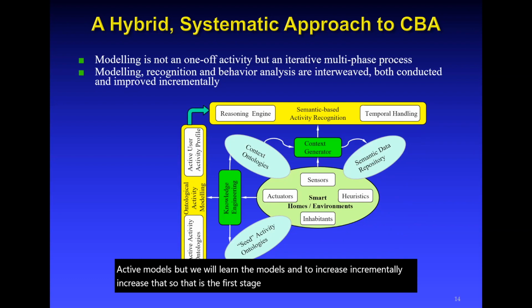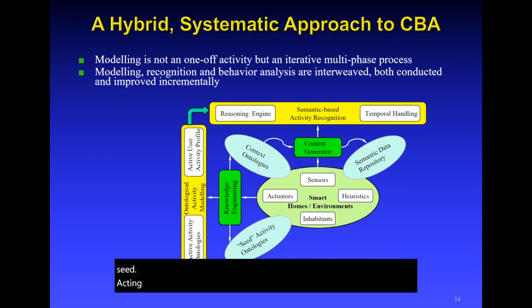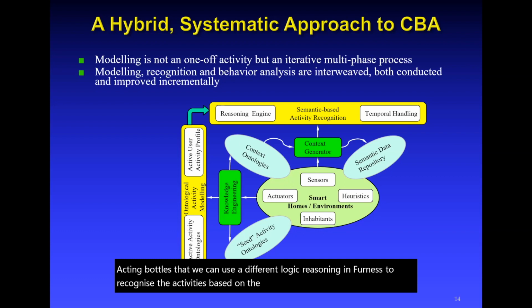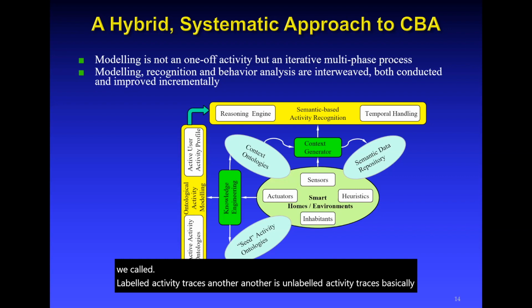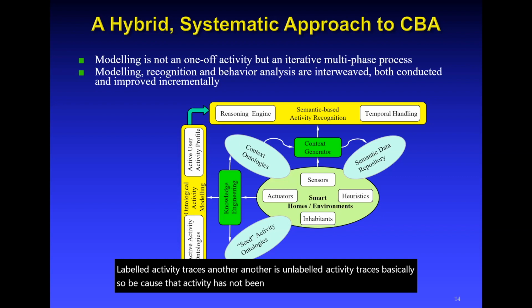Second stage, once we have the seed activity models, we can use description logic reasoning and inference to recognize the activities based on the sensor observations. Again, because we know the model is not complete, we do expect the activity recognition result to contain two types. One is recognized activities, which we call labeled activity traces. Another is unlabeled activity traces. Because that activity has not been modeled, the machine does not know it and therefore cannot recognize it. We admit that, no problem. We collect these two sets of data.